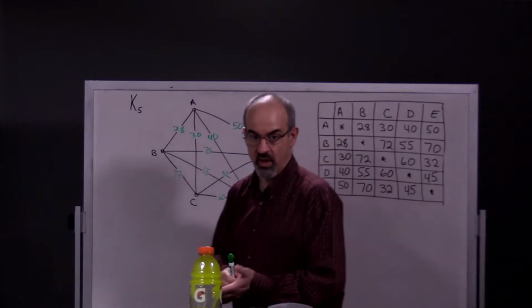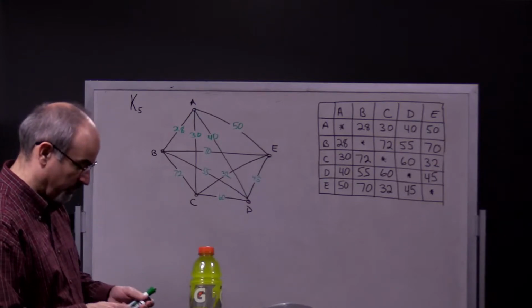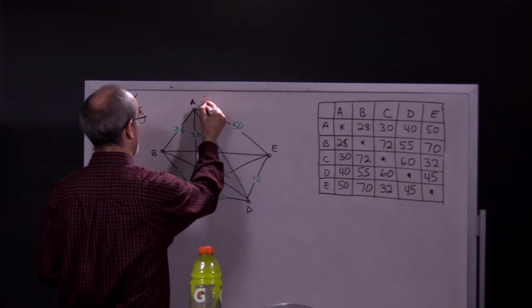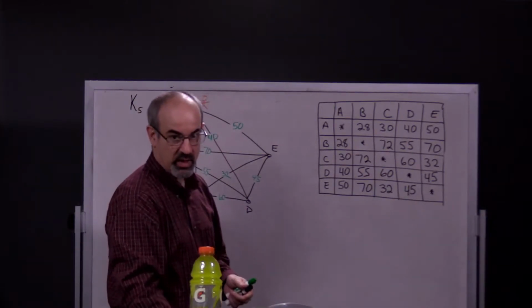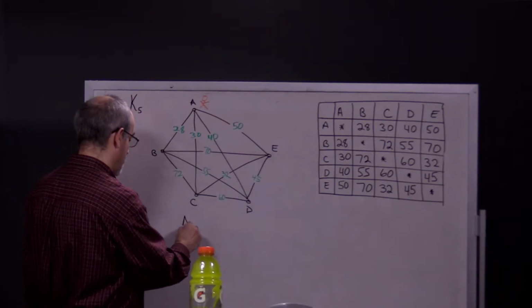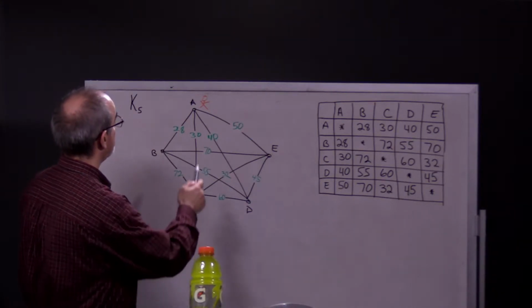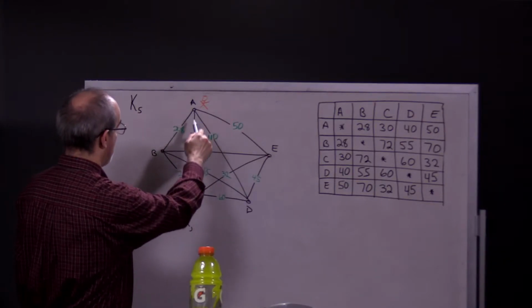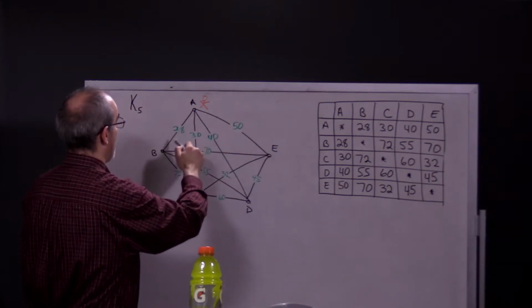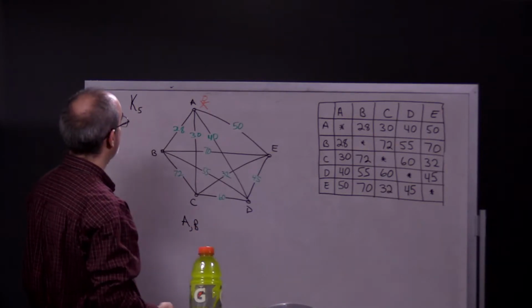Okay, so we've already done the nearest neighbor algorithm using the graph. I'm going to do it again, and see if a different color pen will show up. We're going to start at A. So we're at A. Can you see where I'm writing here? The first place that we're going to go is we could go to B, which is 28, C 30, D 40, E 50. Well, our nearest neighbor is B, so we're going to go to B.